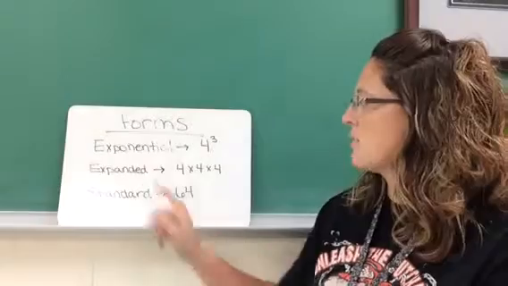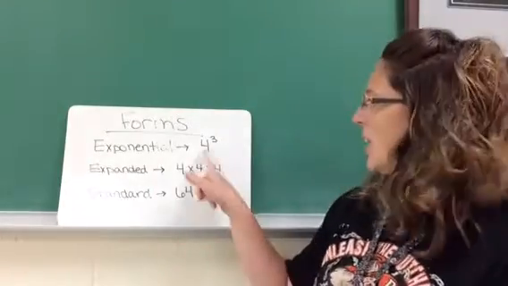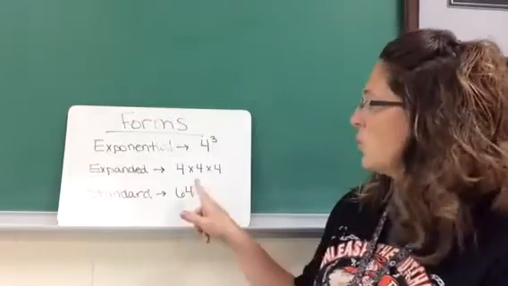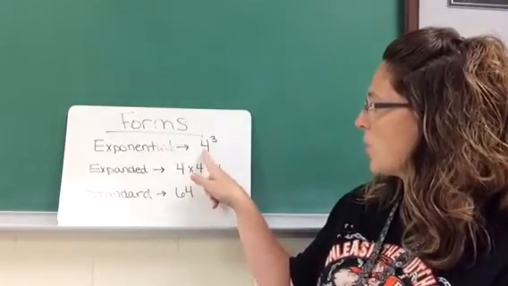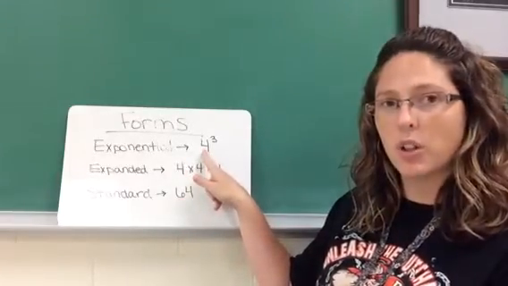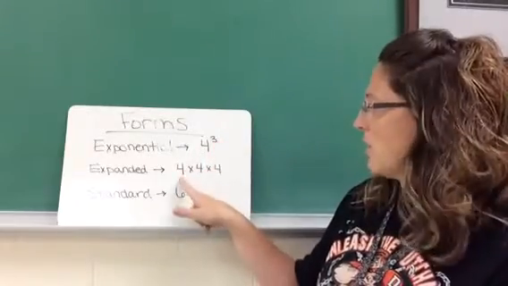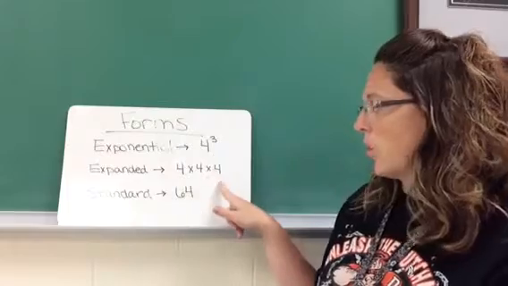The second one is expanded. This means you're writing this power out how you would solve it. So we would expand it. We have 4 as the base, which means we're multiplying the 4, and 3 tells us how many times we're multiplying 4. So we have 4 times 4 times 4.